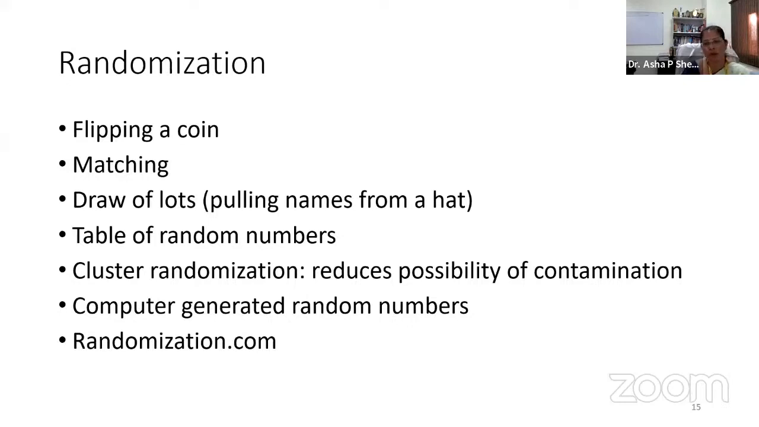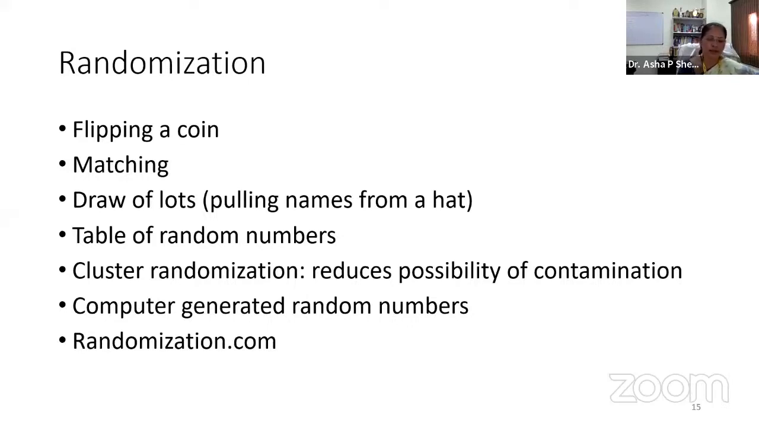And the table of random numbers. I'm sure all of you are familiar with it, where there are random numbers. We can close our eyes and point at one number. Then, for example, let's say we have 15 participants, so we can move to the right or left. Whichever number comes up between those will be assigned to whichever group we have decided.